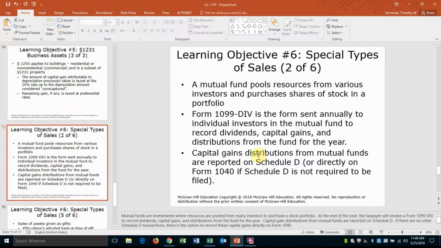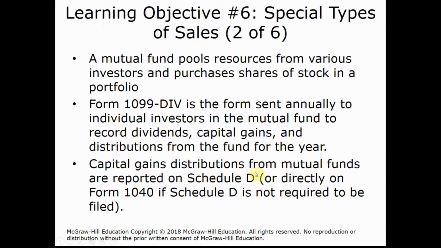All right, so mutual funds. If you sell shares, for example, of funds of stock held in a portfolio, then generally the investment company would send a 1099-DIV. This form will tell you how much in capital gains you realized during the year, any dividends you received, or any distributions that were made from the fund to you. Those capital gain distributions then are recorded on Schedule D.